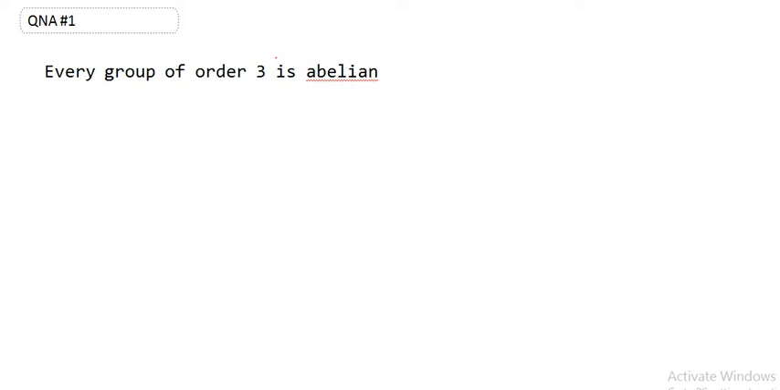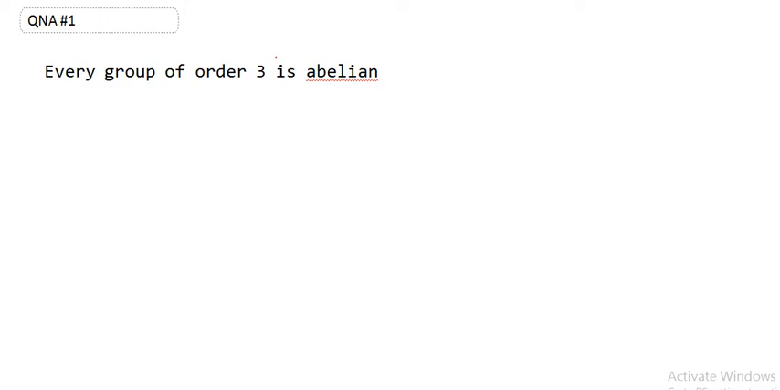Today we're going to talk about this problem: every group of order 3 is an abelian group. We will attack this problem with two different procedures. The first one is more lengthy but more explicit, and the second one is a clever one. First, let me talk about how to handle this problem with the first procedure, which is the lengthy one.